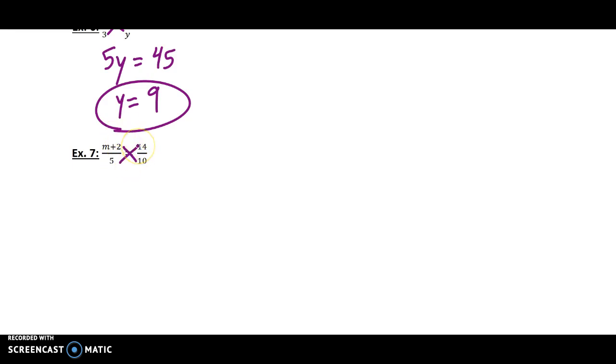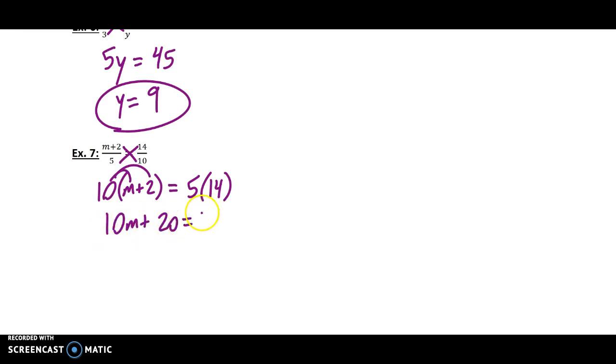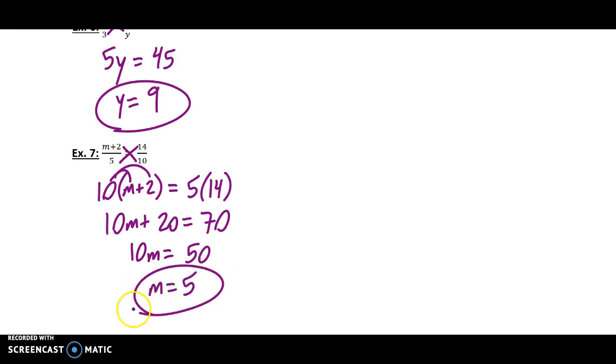You'll notice this time it's not just m, but now it's m plus 2. So we have to be a little careful when we cross multiply, because you have to remember your friend distributive property, right? This is the only tricky part. You have to make sure that 10 gets to both of these places. So it'll be 10m plus 20 equals, well, 5 times 14 is 70, and then solve from there. 10m equals 50, which means m equals 5. And again, you can always plug it in to check. 5 plus 2 is 7, right? 7 times 10 is 70, which is the same as 5 times 14.